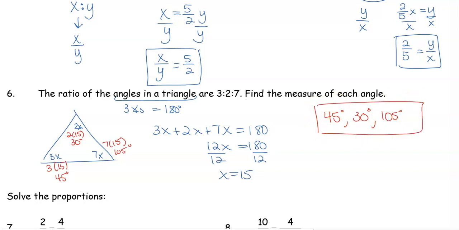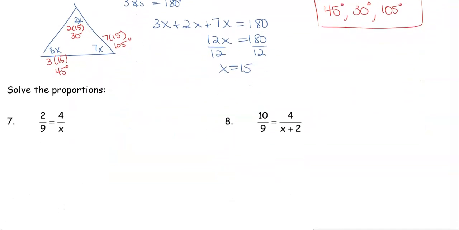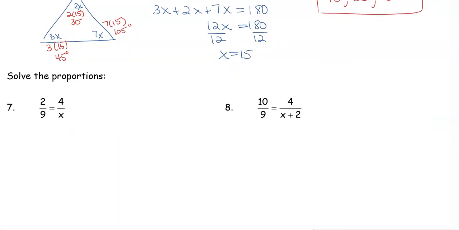Great, almost done. Now we're going to get into solving proportions. Solving a proportion is what you get when you set two ratios or two fractions equal to each other. So one fraction equals the other fraction. To solve this, you are going to cross multiply. So we've got 2 times x is equal to 9 times 4. So that gives us 2x equals 36. We want to solve for x, so since it's 2 times x, to move it we divide. And we get x is equal to 18.